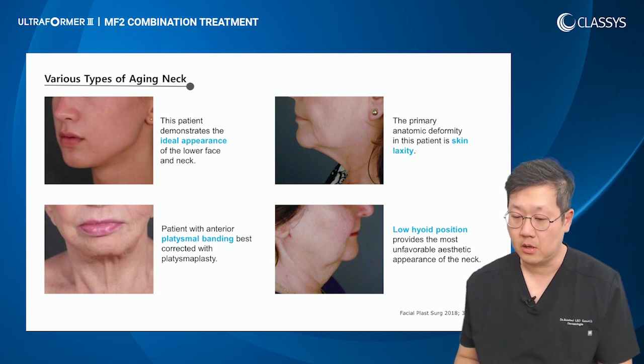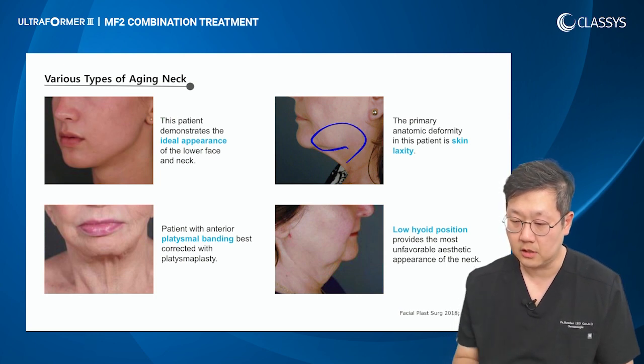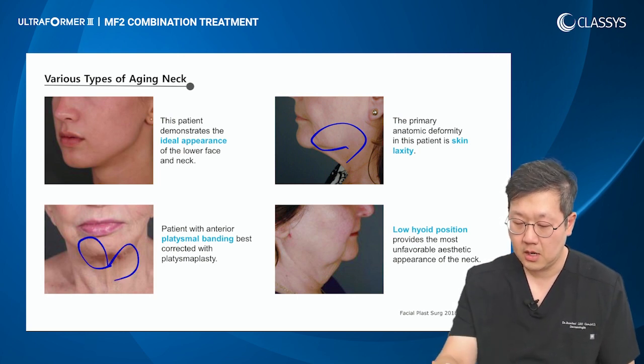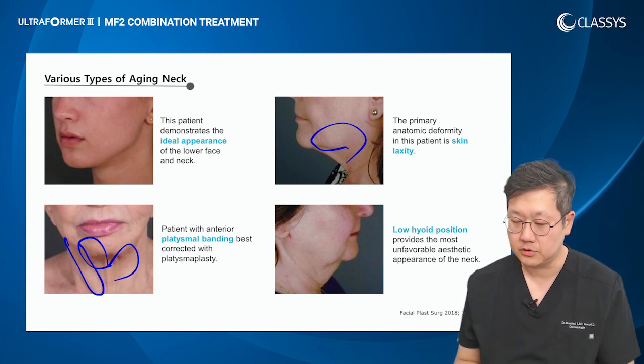The ideal appearance has sharp lines, with a clear mandibular line and no sagging of the skin, no drooping of the submental fat and submental tissues. But usually skin laxity comes with the first differences in the jaw area. And we can see more prominent banding, with platysmal banding here and prominent muscles here. When the bone resorption happens with a low position, it makes this kind of drooping all the way around, which is a very unfavorable appearance of the neck.